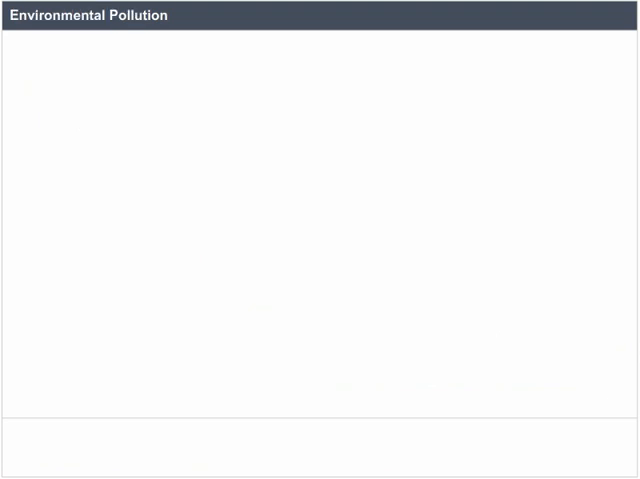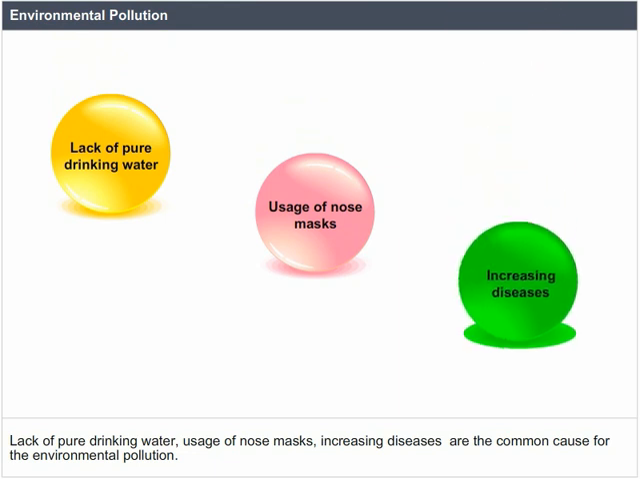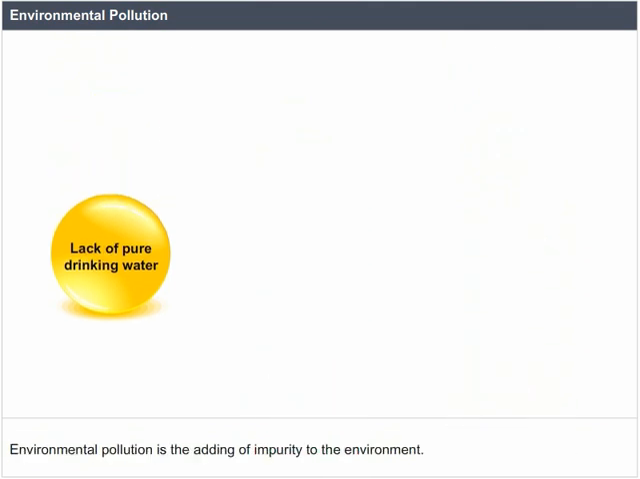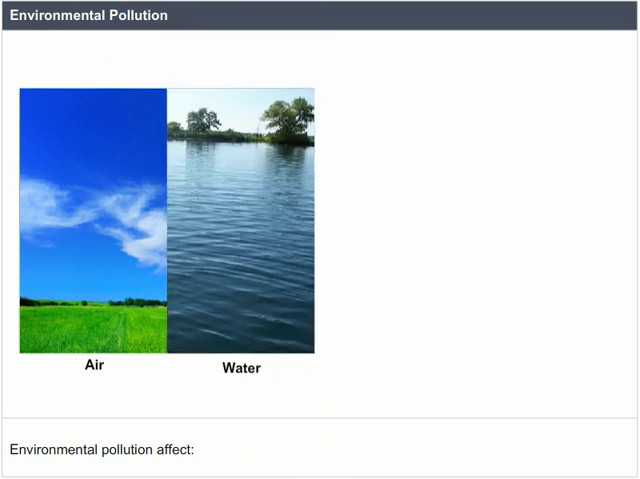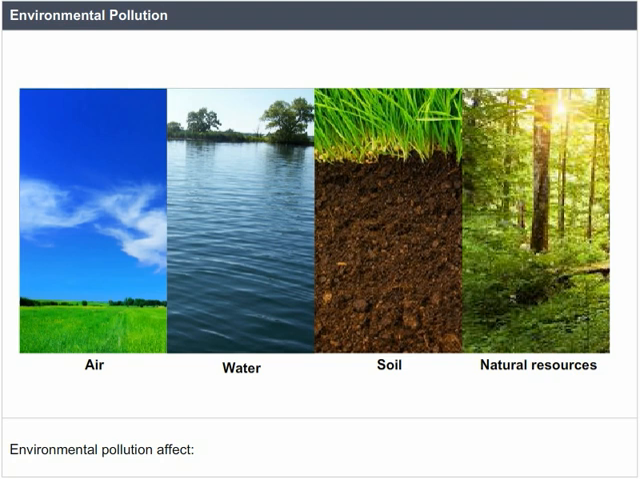Environmental pollution. Lack of pure drinking water, usage of nose masks, increasing diseases are the common cause for the environmental pollution. Environmental pollution is the adding of impurity to the environment. Environmental pollution affects air, water, soil and other natural resources. We face these kinds of environmental consequences in our day-to-day life.